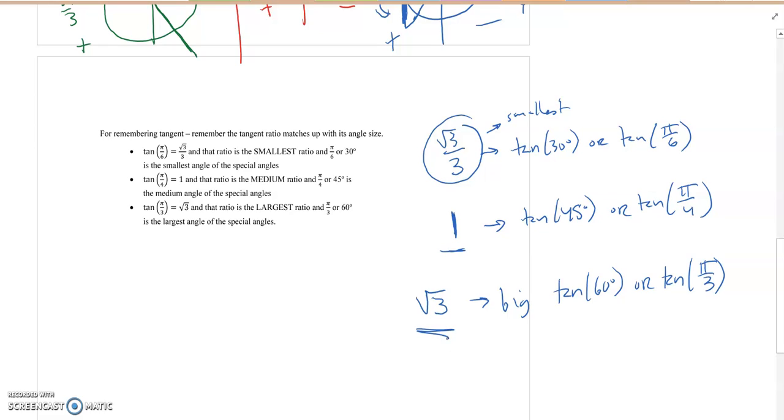So if you can remember this idea, this will help you when solving tangent problems.